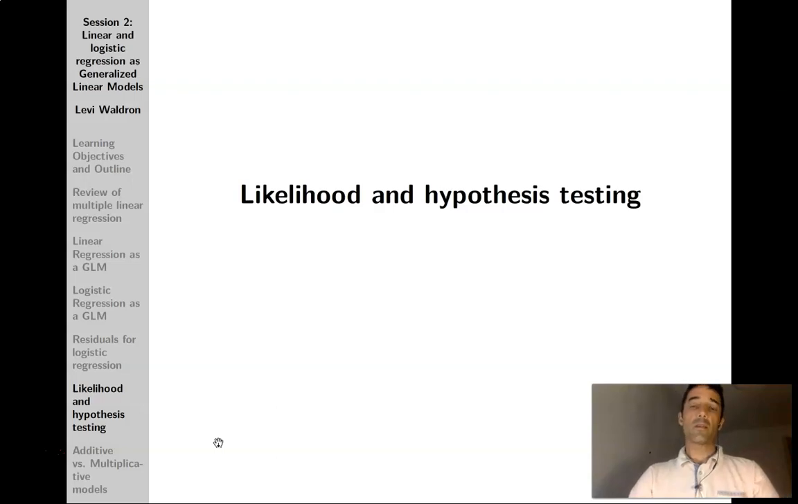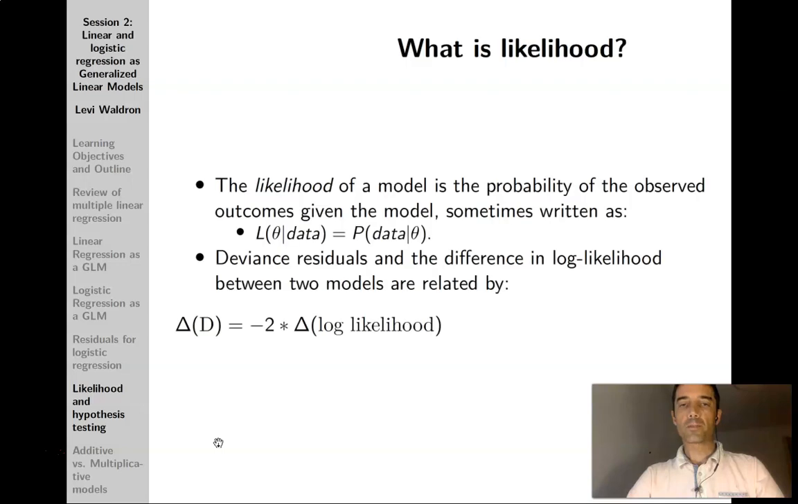Likelihood is the workhorse of hypothesis testing in generalized linear models. The likelihood of a model has an intuitive definition. It's just the probability of the observed data given a particular model, which you can write like this. Theta here is the model, so it's all the parameters that define a model. The likelihood of a model given the observed data is equal to the probability of observing those data given that model.